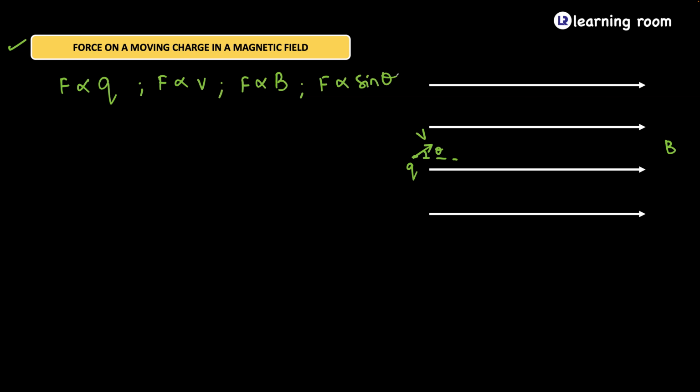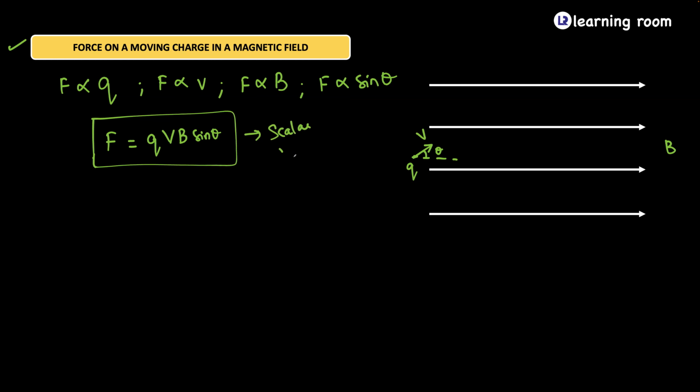So when you combine everything and write, the force value comes out to be QVB sine theta. Right? It comes out to be QVB sine theta. It is an experimentally derived quantity. You need not worry about how it has come. So F is given as Q into V into B sine theta. And this is going to be the scalar representation.